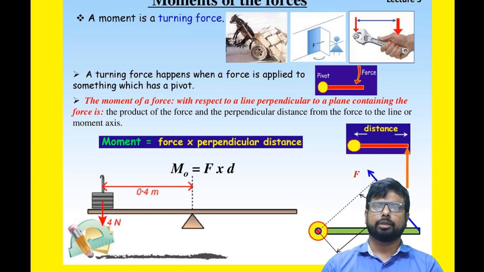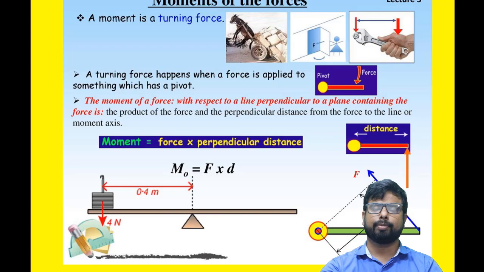Moment of forces. A moment is a turning force. A turning force happens when a force is applied to something which has a pivot. The moment of a force with respect to a line perpendicular to a plane containing the force is the product of the force and the perpendicular distance from the force to the line, or moment axis. So moment equals force times perpendicular distance.